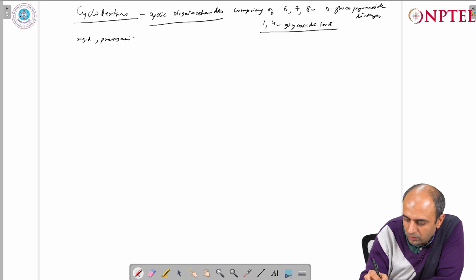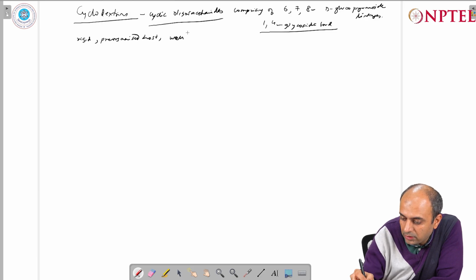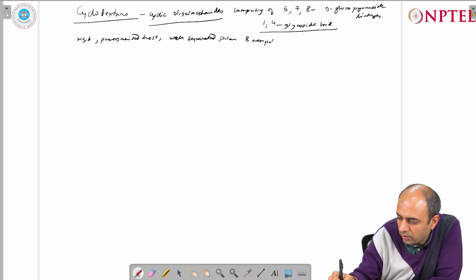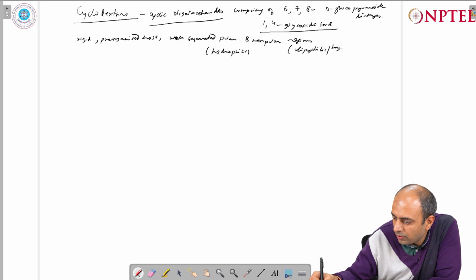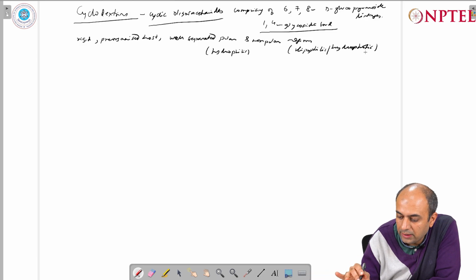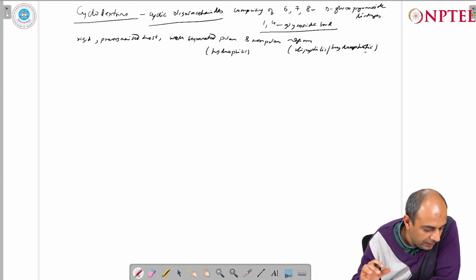They have a very rigid, pre-organized host. They have well separated polar and non-polar regions. That is, we can say these are hydrophilic and these are lipophilic or hydrophobic. So we have two distinct regions similar to that of calixarenes, but they are very much rigid and pre-organized.